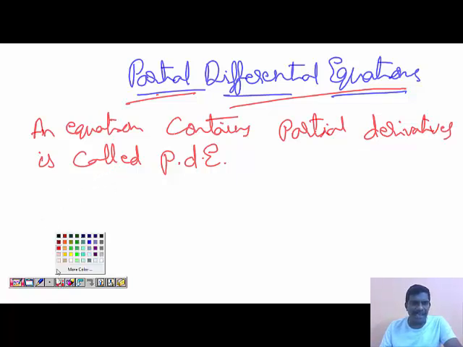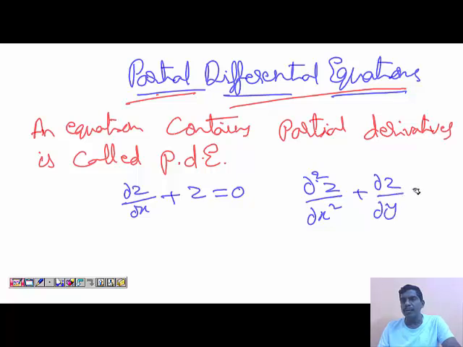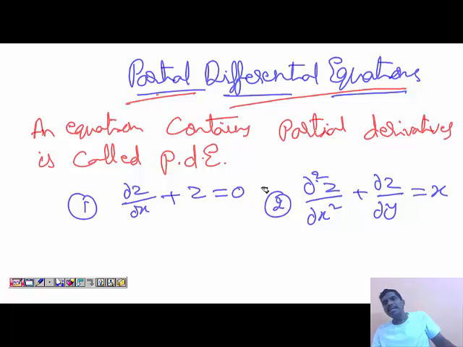Let us take some simple examples. Let us say it is dou z by dou x plus z is equal to 0, or it may have a second order, dou z by dou x square plus dou z by dou y is equal to some variable x. Like this, you can write any number of differential equations. Now, in this partial differential equation chapter, we're going to learn from scratch, that is, the formation of differential equations and solutions of different partial differential equations by using different methods. The first thing, we take the formation.